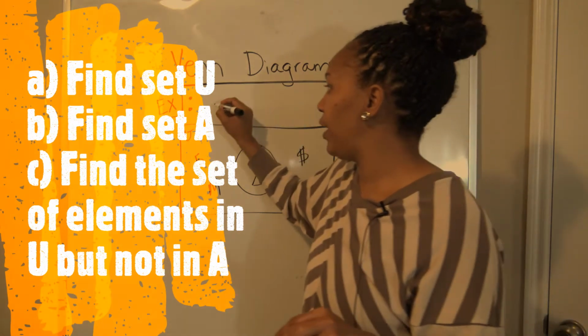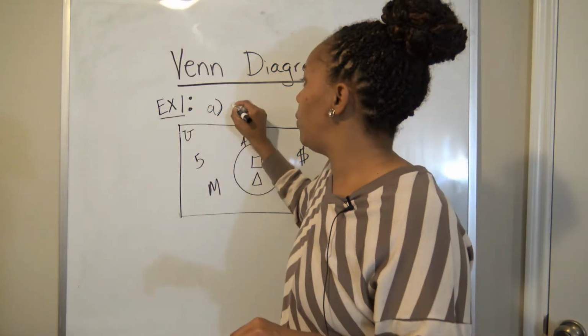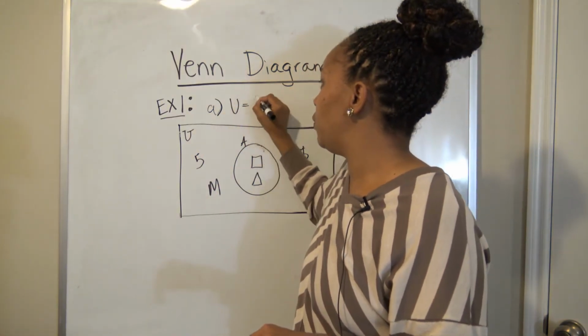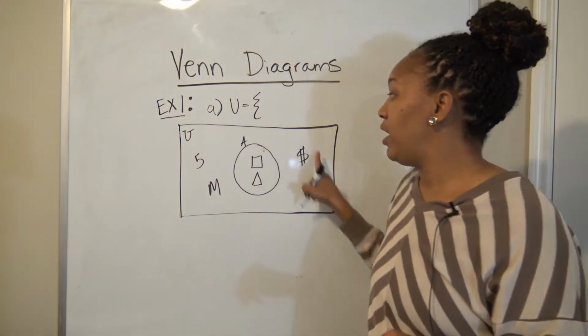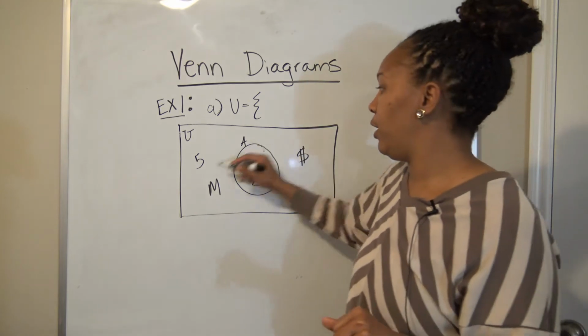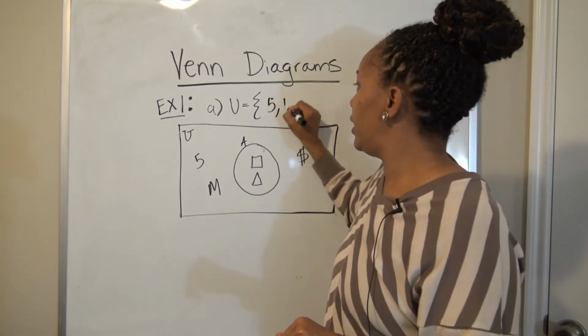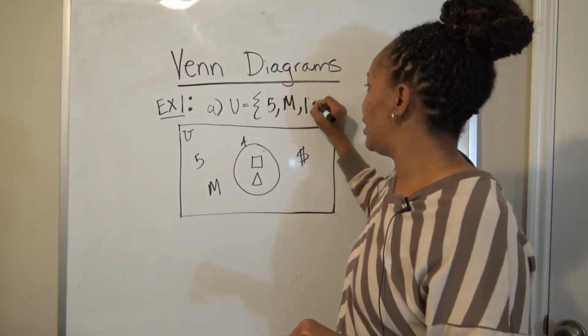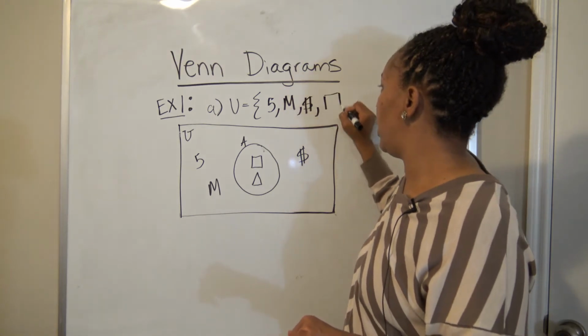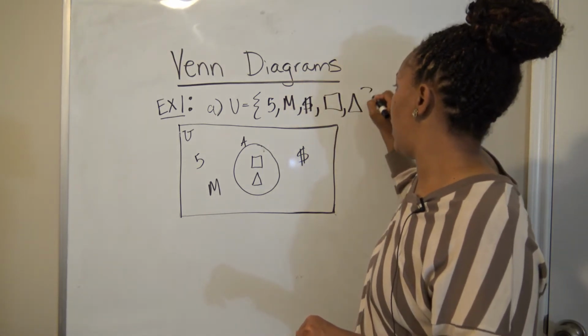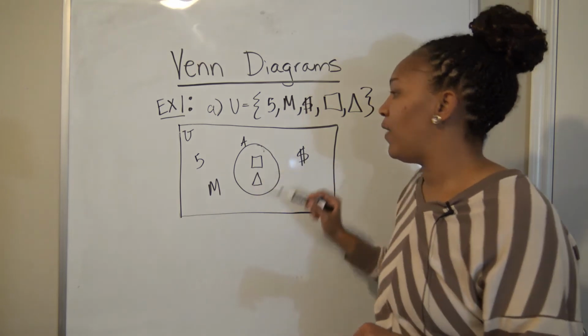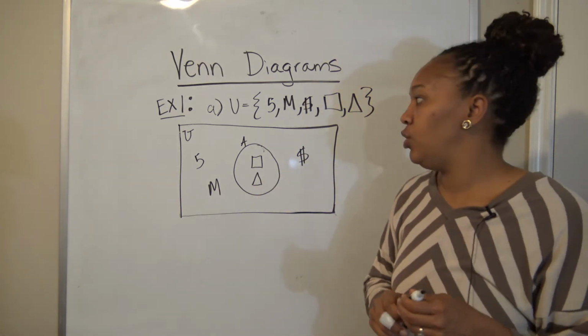Okay, so just starting out for part A, if we want to find U and list it in roster notation, that would be everything that's in this whole Venn diagram. So 5, M, $, this square, and this triangle. So all 1, 2, 3, 4, 5 of these elements are in set U.